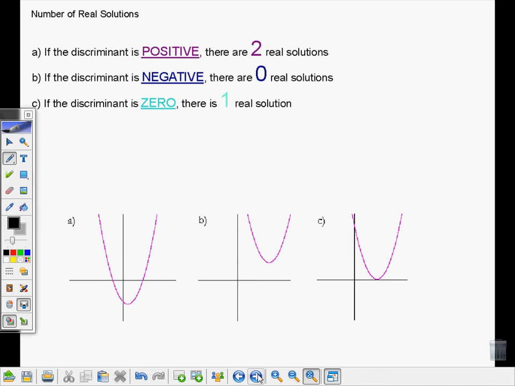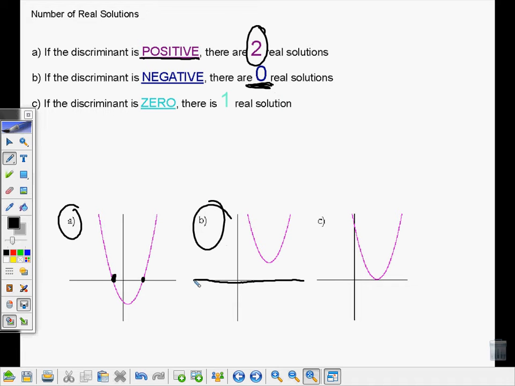Okay, if the discriminant is positive, so you plug those numbers in, you solve it, it's a positive number, you have 2 real solutions. That would be like A, okay, this has 2 real solutions. It hits the x-axis in 2 spots. Okay, B, if the discriminant is negative, there are 0 real solutions, okay? That's like that picture down here. It doesn't cross the x-axis.